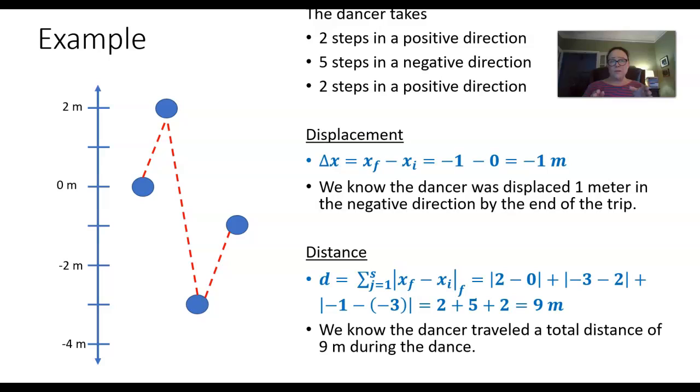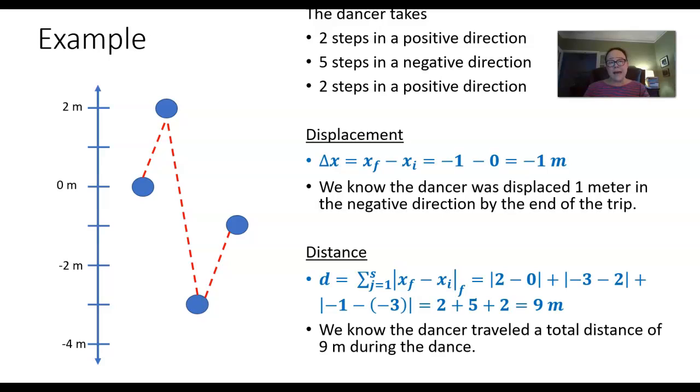Those 5 steps, the displacement would be found as her final minus initial position. Well, in that middle part, her final position was -3 meters, and her initial position was 2 meters. The absolute value of -3 minus 2 is 5, right? She moved a distance of 5 meters when she took 5 steps in the negative direction.